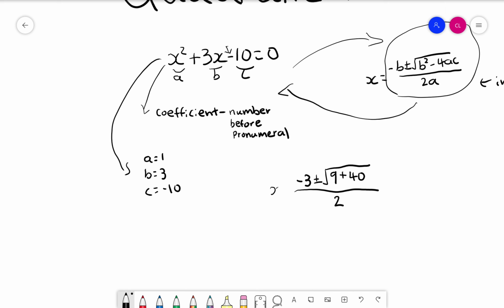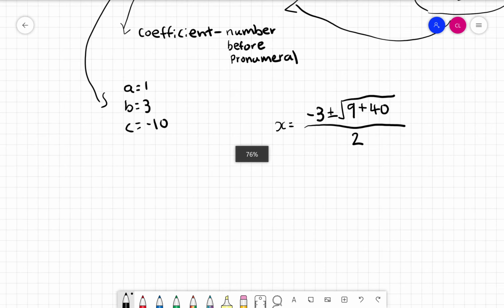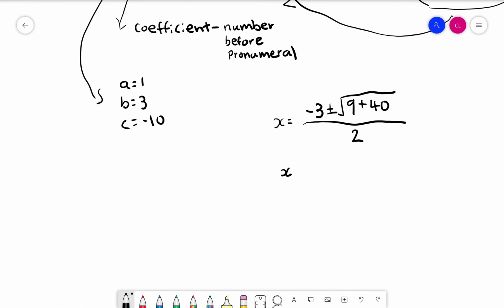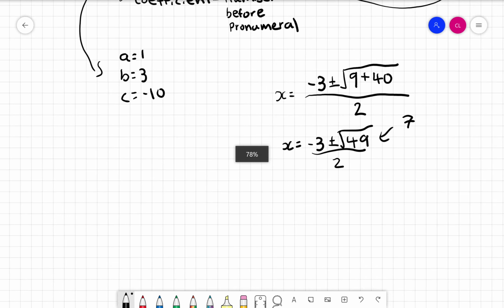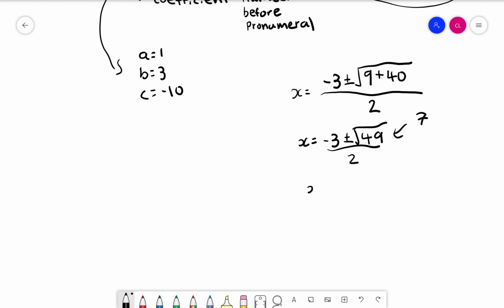Oh yeah, I forgot the x equals. Which would make it x equals minus 3 plus or minus the square root of 49 over 2. Now note, the square root of 49 is a whole number. It's 7, right? So x would be minus 3 plus or minus 7 over 2.